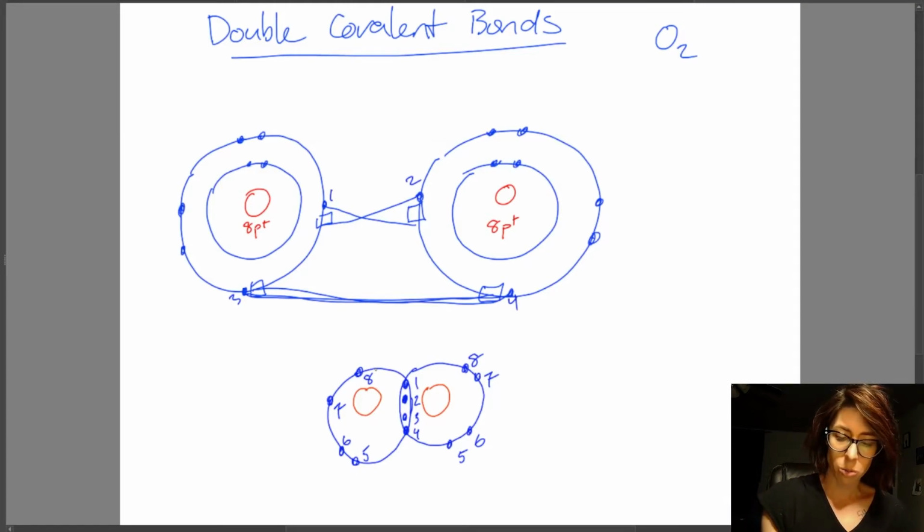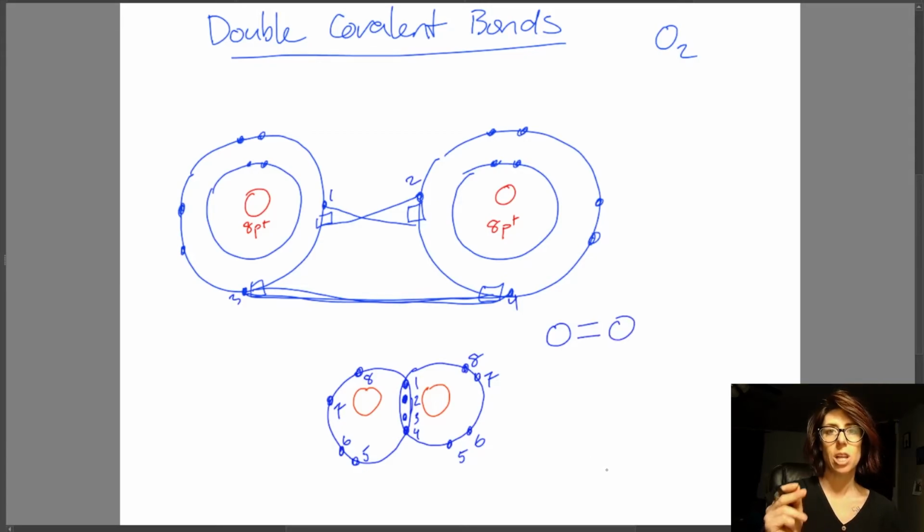So how would we annotate this? We would draw it like this. Okay, so again, each line represents a pair of shared electrons. So 2 lines represents 2 pairs or 4 electrons being shared. We ignore the electrons from inner shells. We only show what's going on with the outer shell, the valence shell.